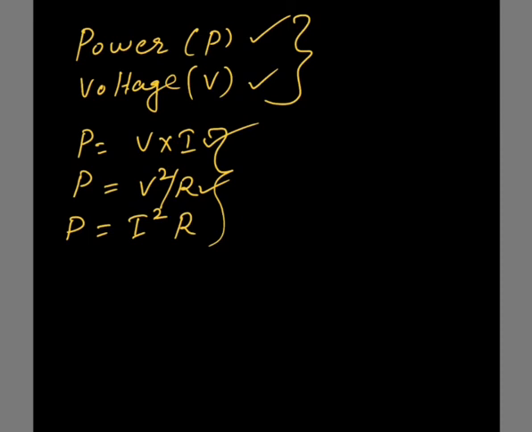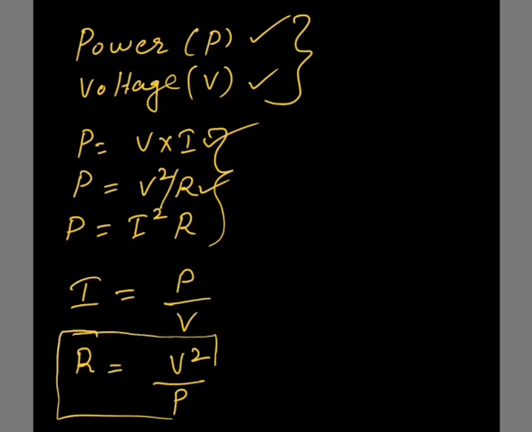If you want to find the current, the equation will be power divided by voltage. If you want to find the value of resistance, the equation will be V squared upon power, voltage squared upon power, isn't it? So suppose you want to know how much resistance is offered by the device while it is working, you just have to take the square of voltage and divide it by the power given on the device.